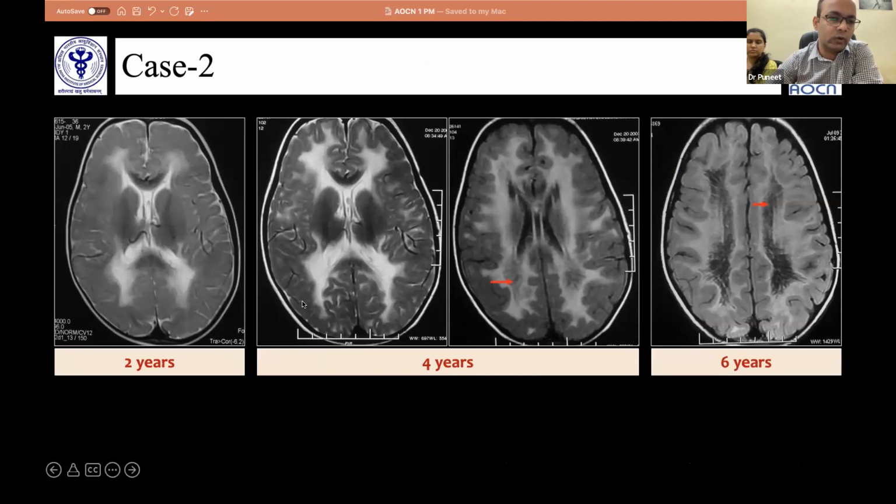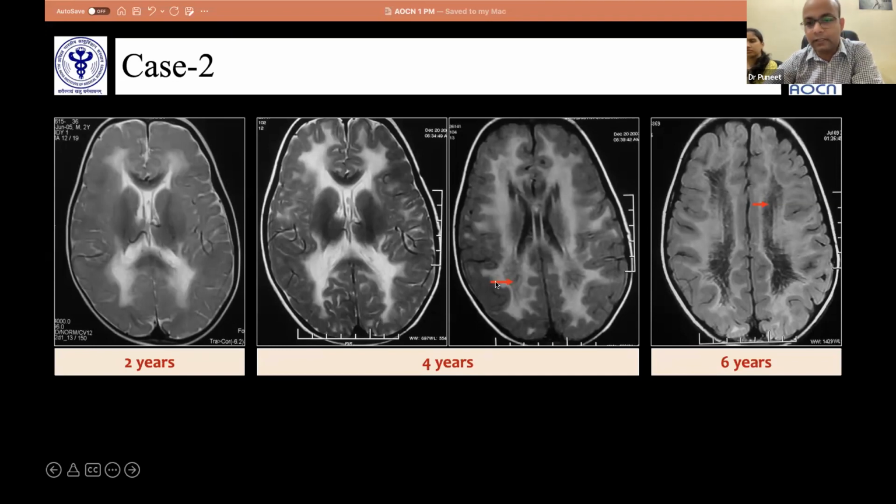Now, this is a 2-year-old girl. This is the MRI which was done at 2 years of age. We find symmetrical anterior as well as posterior involvement of the white matter. Two years later, at 4 years of age, the signal in the white matter has increased. Now there is a progressive involvement. It is now involving the subcortical white matter also, anteriorly as well as in the posterior area.